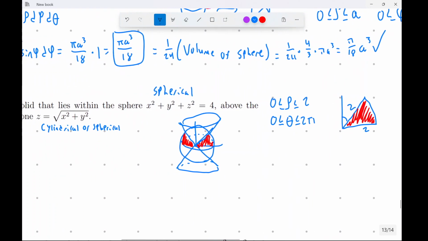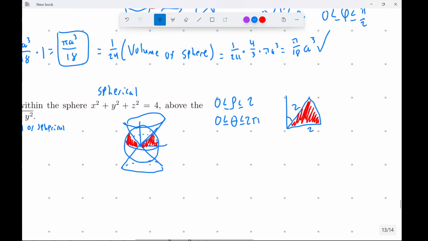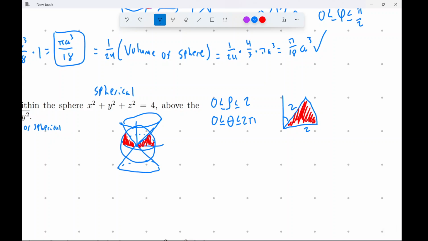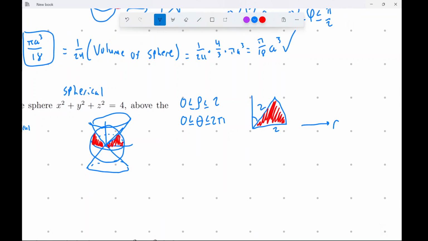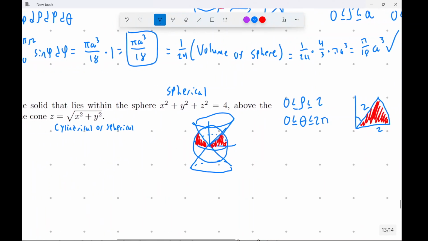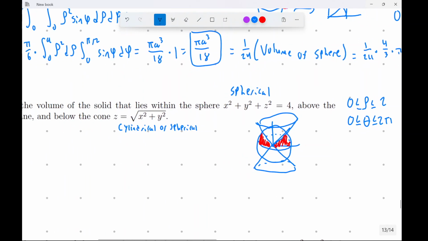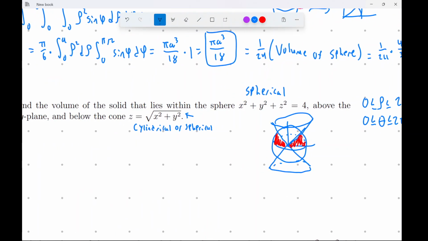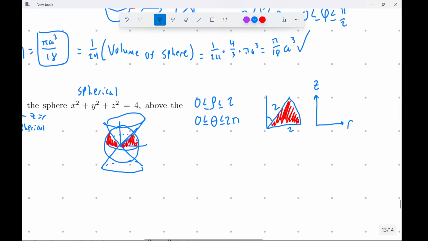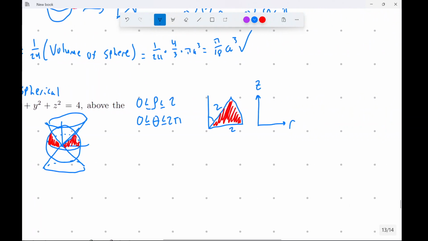The good news is that we can find the slope of this line here. Whenever we do theta cross sections, this direction is the r-axis and this direction is the z-axis. And so what we have is that the cone is actually given by z equals r. And so that is a line which has a slope of 1. And whenever your line has a slope of 1, this angle here is going to be 45 degrees.